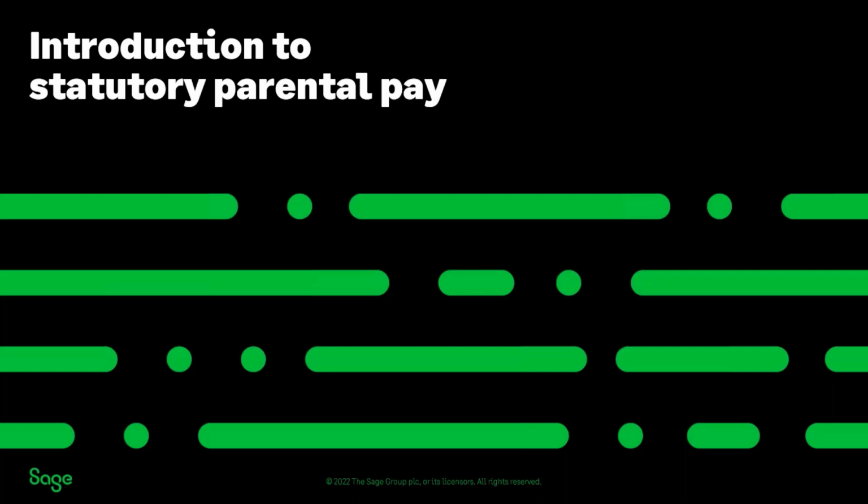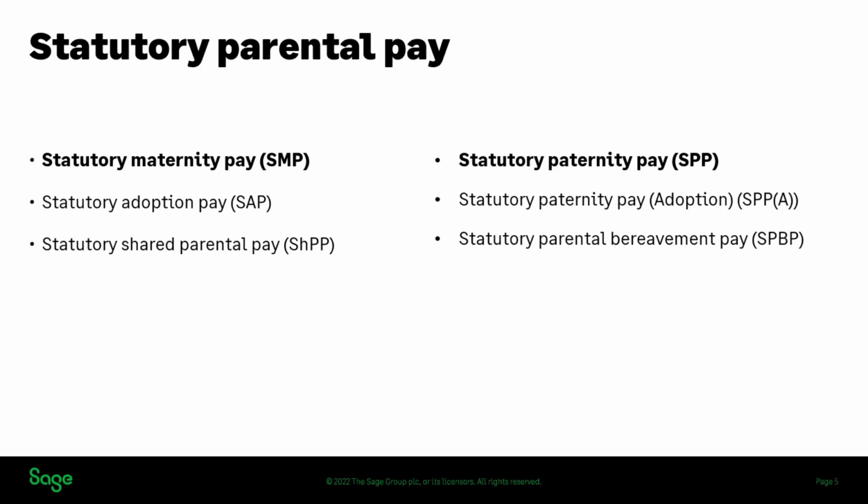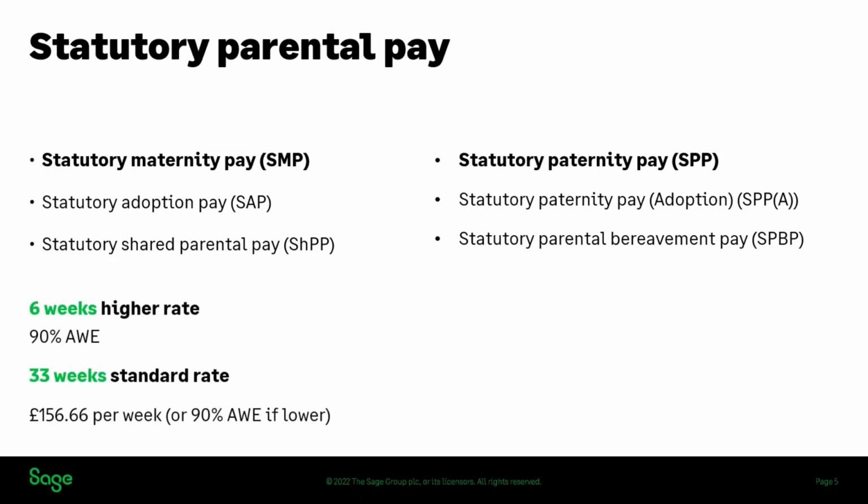The two statutory parental payments that we'll be focusing on in today's webinar are the ones there in bold at the top of this slide. So statutory maternity pay or SMP and statutory paternity pay or SPP. Other statutory payments include adoption pay, shared parental pay, paternity pay if you're adopting a child, and parental bereavement pay. So we'll touch on some of those, but we will be focusing on the main ones, maternity and paternity.